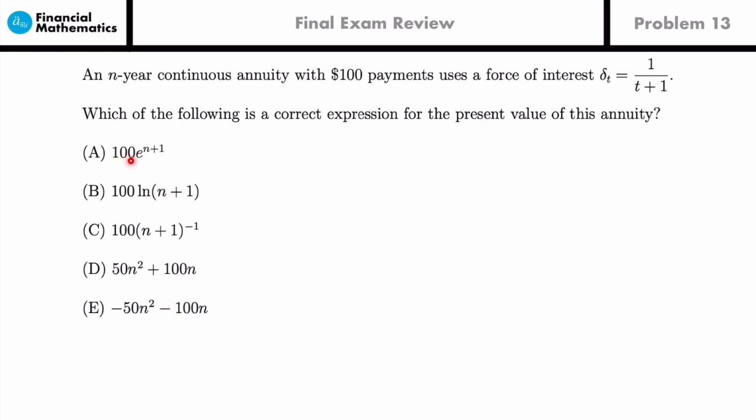We have 100 times e to the power of n plus 1, 100 times the natural log of n plus 1, 100 times n plus 1 to the power of negative 1, 50 times n squared plus 100 times n, and negative 50 n squared minus 100 times n.